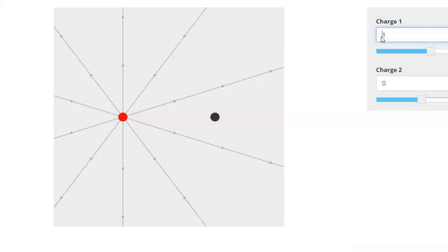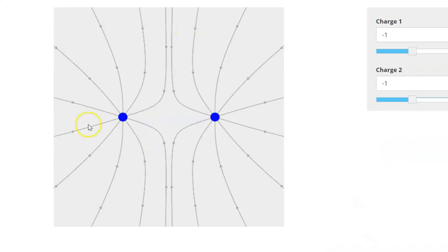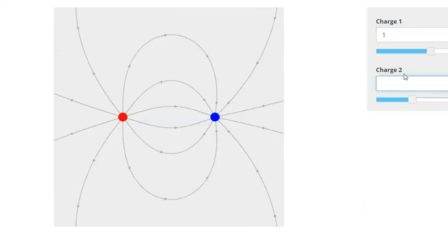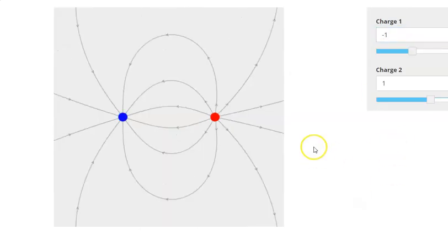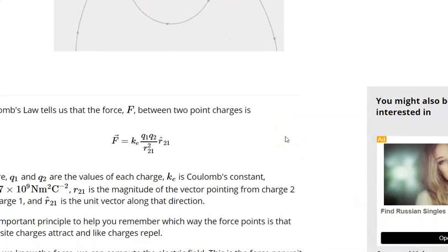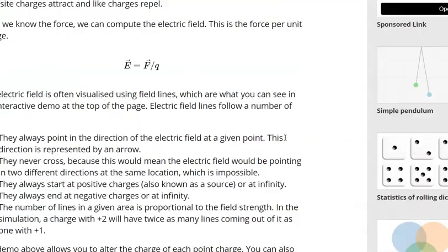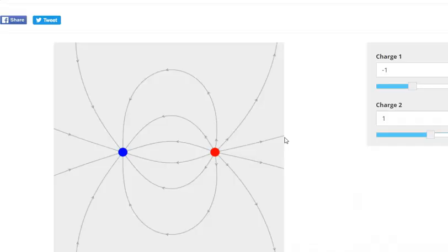If I make it negative 1, now they're pointing towards it because it's a negative charge, and my positive test charge will be attracted. If I give them both the same charge, there it is. Even if I give them both positive 1, it's going to look exactly the same as when they were both negative 1, the arrows just point the other way. And again, if they're opposite, one positive and one negative, it's going to look like this. I don't think the Regents was going to give you a question where you have more than one, as far as drawing field lines.